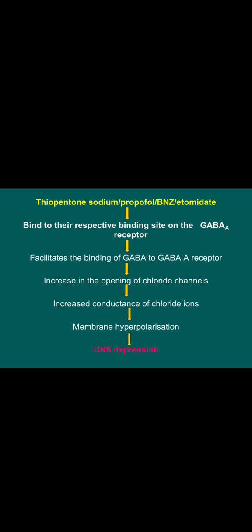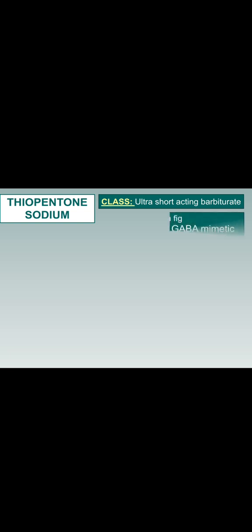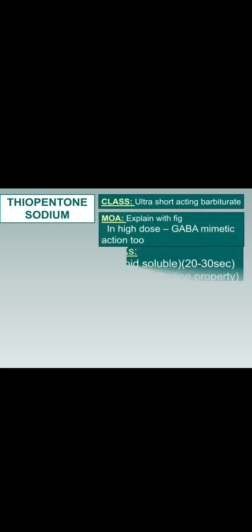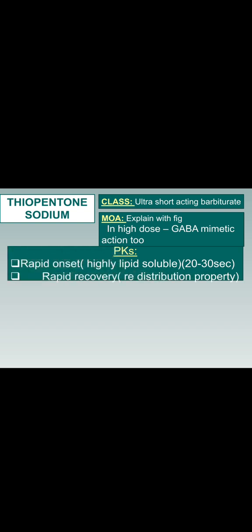The mechanism is explained with the help of a flowchart. So thiopentone, propofol, benzodiazepines facilitate the binding of GABA, increase the GABA chloride channel opening, causing membrane hyperpolarization and CNS depression. So coming to thiopentone sodium, which is an ultra short acting barbiturate. Okay, the mechanism as we already discussed.